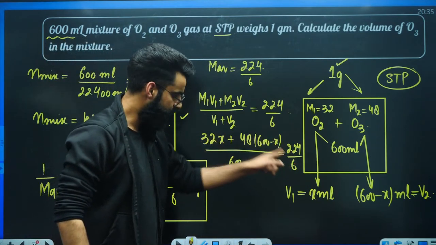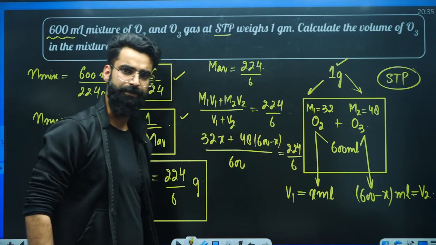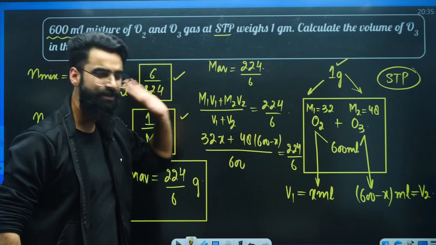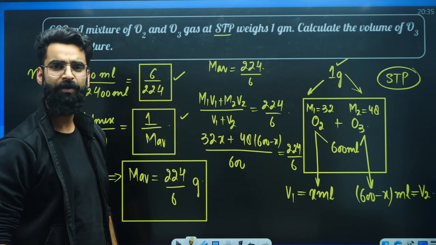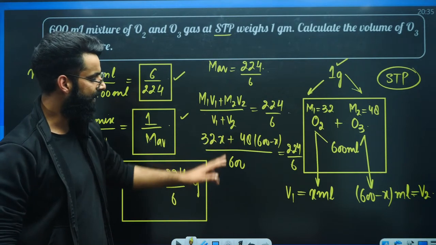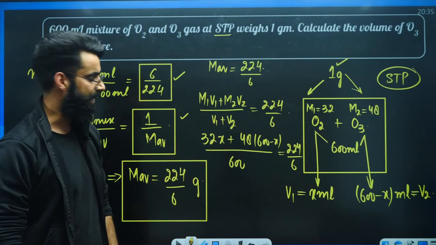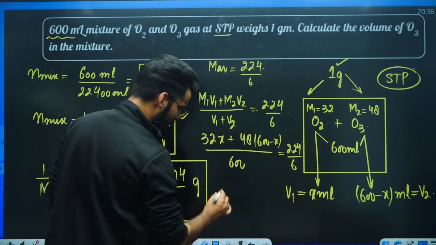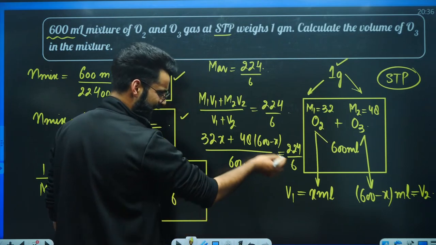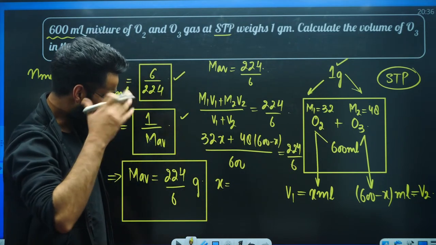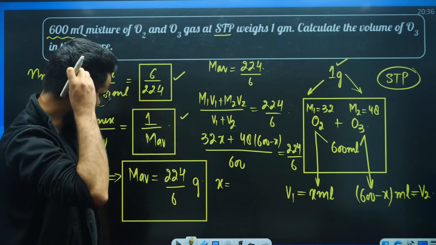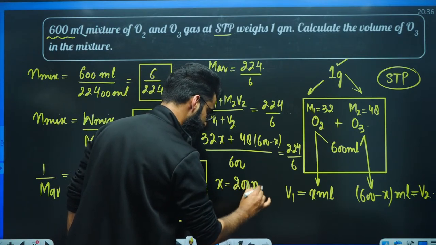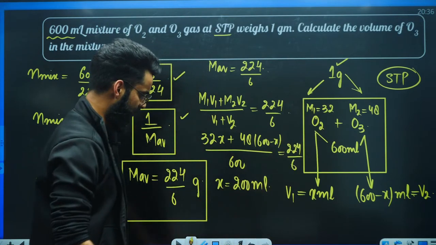Look at this equation. Just cross multiply. You'll get one equation and one unknown, that's X. From here, can't you calculate X? When you cross multiply here, as far as I remember, the X value will come out to be, anyway, you check it once again at home, okay? But as far as I remember, X value after solving I think will come out to be 200 ml.